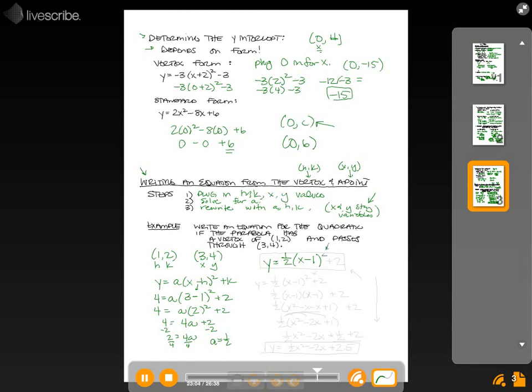Squared, it's important you remember that square because that's what makes it the quadratic. Plus, okay, so plus 2. And that would be an acceptable answer. If it just asks you to write an equation, you did. You wrote one, you just wrote it in vertex form. If they ask you to write it in standard form, we need to take this an extra step.